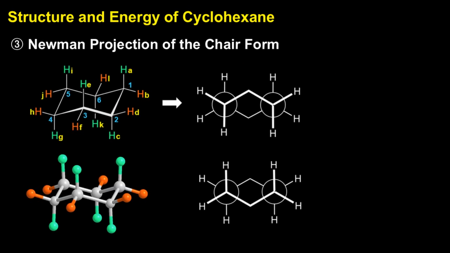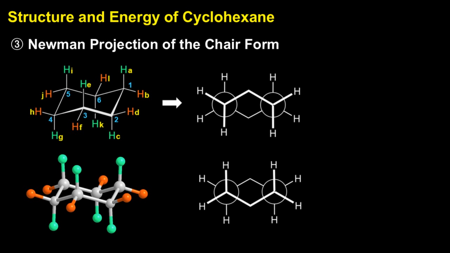We can also use Newman projections to get a better understanding of the chair form of cyclohexane. Instead of looking at the molecule from the side, we look straight down a carbon-carbon bond, just like we do when analyzing bond rotations in open-chain alkanes. This view makes it much easier to see how the axial and equatorial positions are arranged.